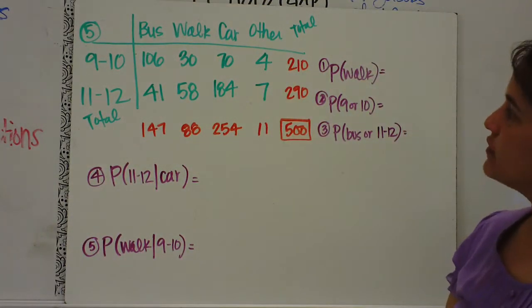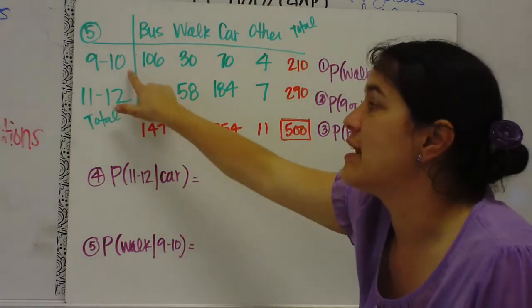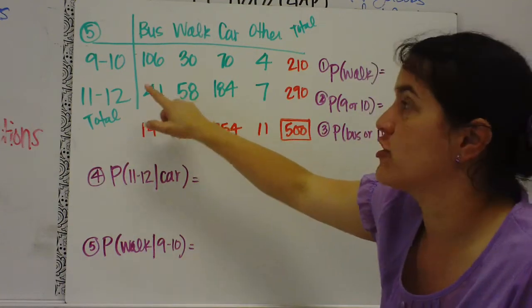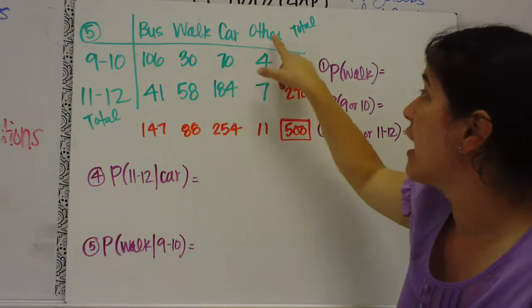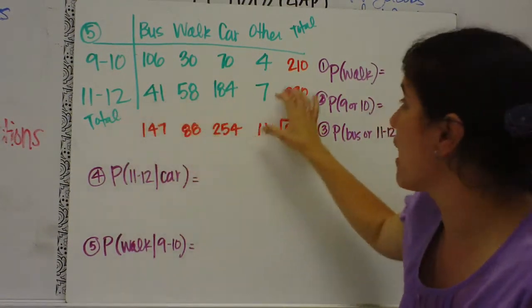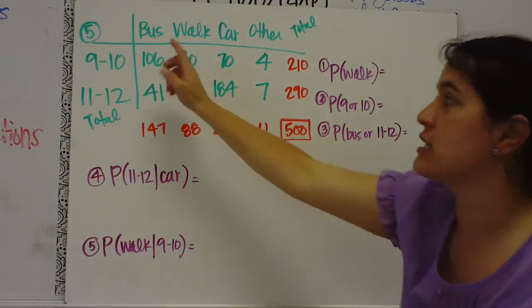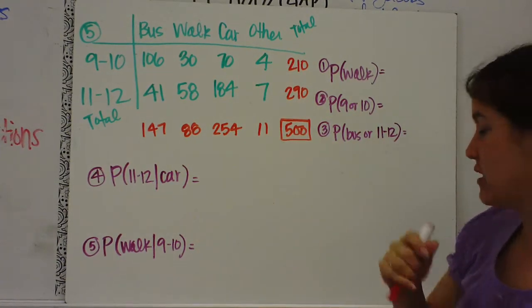Okay, example 5. We have a chart. So in this chart, we are comparing 9th and 10th graders, 11th and 12th graders, and their mode of transportation to and from school. We have bus, walkers, cars, and other. And you can see the green is all the data and the red are the totals. And so the total is 500 students, 9th and 10th graders, 11th and 12th graders.